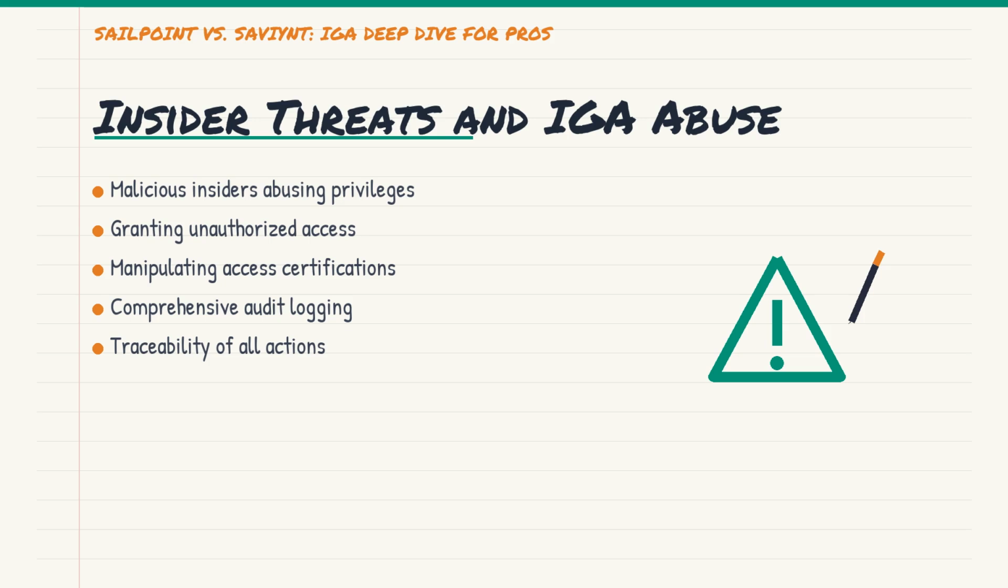This is where robust auditing and logging within the IGA tool become absolutely critical. The ability to trace every change, every approval, and every policy modification back to a specific user and timestamp is non-negotiable. The access logs from the IGA tool itself become a primary source for detecting such abuse.